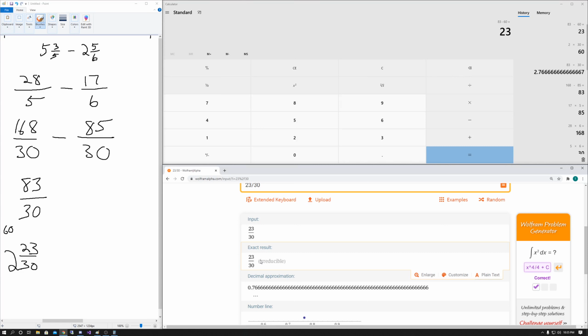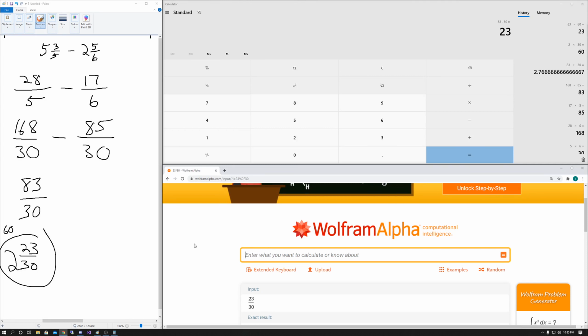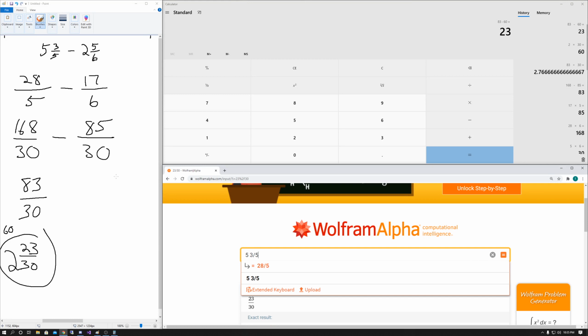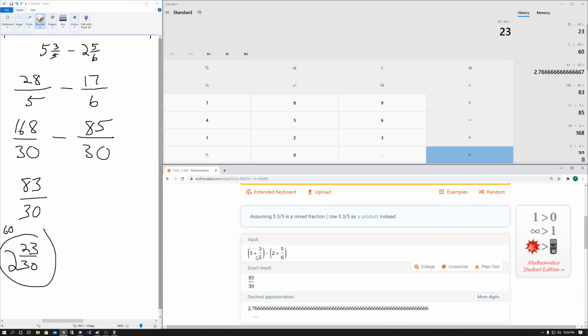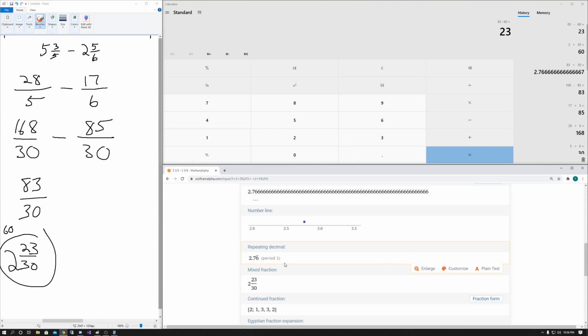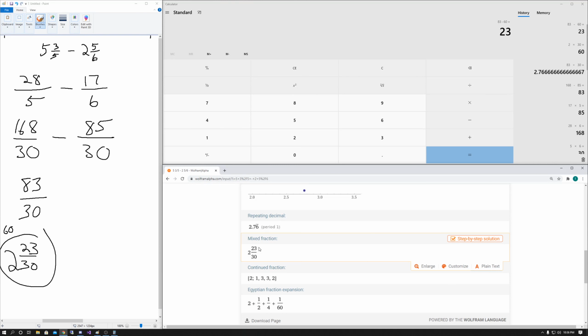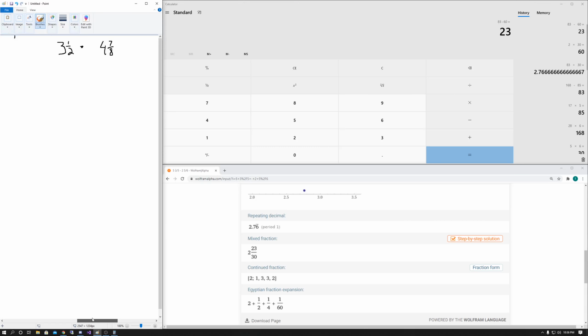And it's irreducible. So that means that is as far as we'll go. So this is our final answer. Let's put in the original problem and see if we are right. So 3 over 5 minus 2, 5 over 6. This looks right. Let's go back down to the mixed number. 223 over 30, 223 over 30. That looks correct. Let's move on to multiplication.